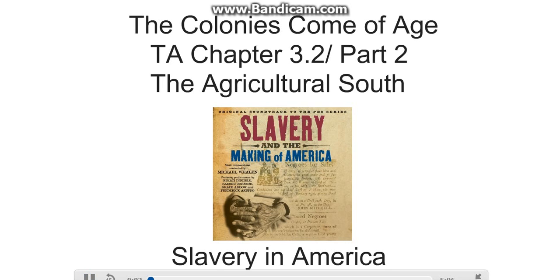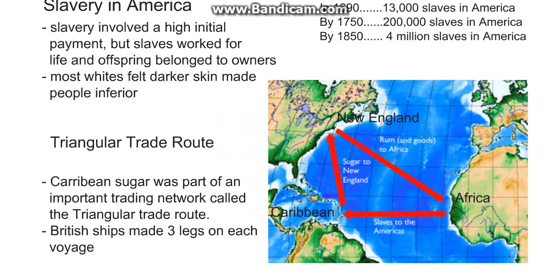In this lesson, we will describe the slave trade and the role of slavery in the plantation economy, and describe life for colonial slaves. Slavery involved a high initial payment, but slaves worked for life and offspring belonged to the owners. Most whites felt that dark skin made people inferior or not as smart as lighter-skinned people.